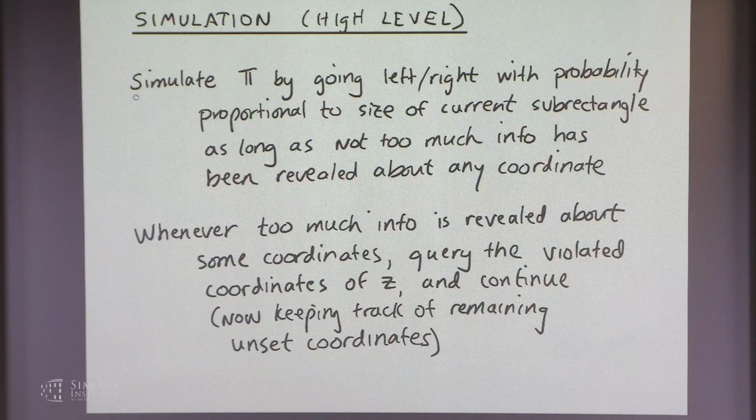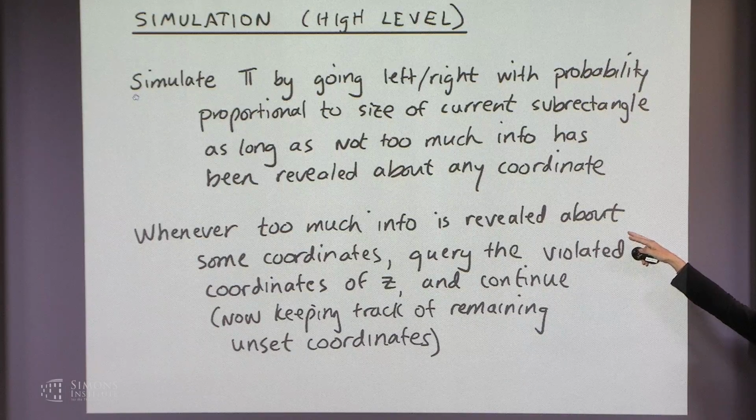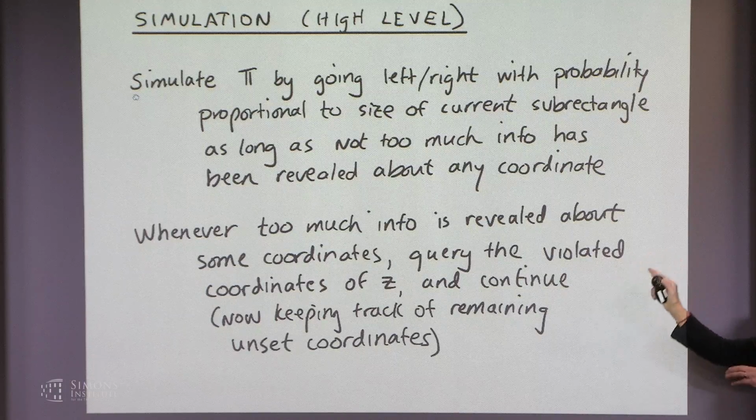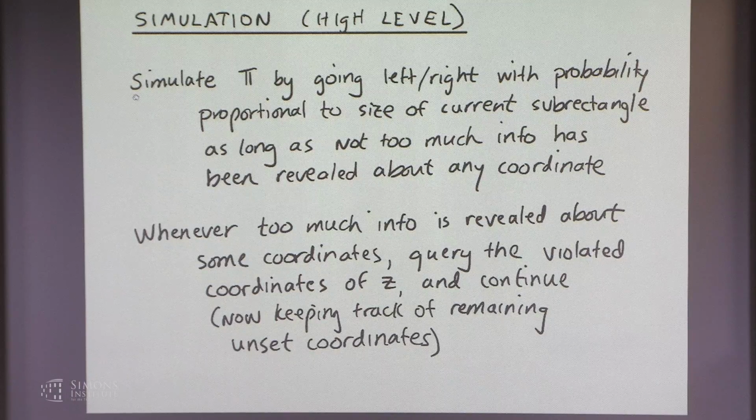So at the very highest level, we'll simulate the protocol, like I said, going left and right, just proportional to the size of the two pieces that were broken up by the communication protocol. Hopefully that works. But we're also going to keep track of, like I said, how much information is revealed about the coordinates. And when too much has been revealed about a coordinate, at that point, we'll query the corresponding z bit, fix things up, and then restore our invariants and go on.